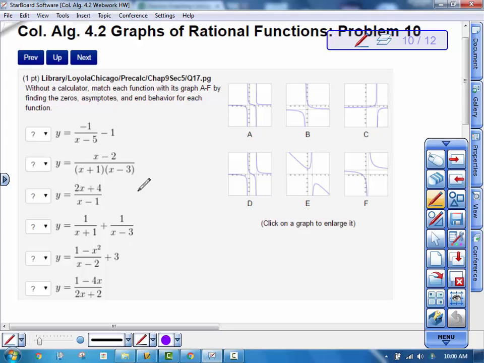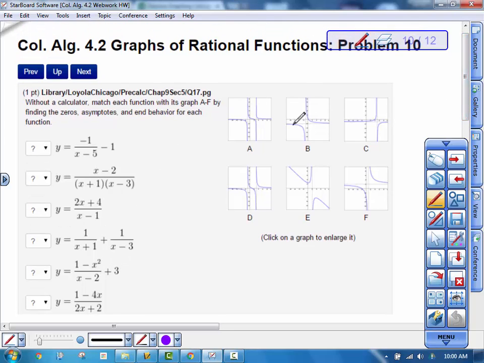The next one, it wants us to match these without a calculator. So do try to do this without a calculator and see if you can do it, because it shows you really understand what we've been talking about.